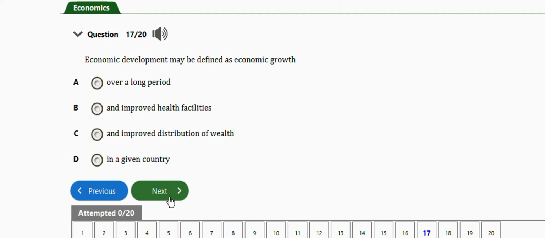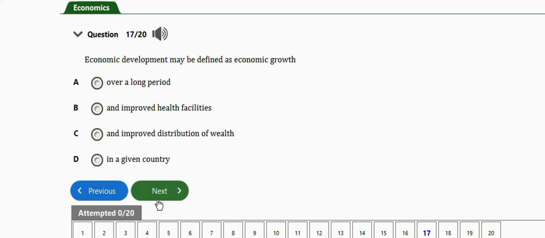Next question is this one. It says economic development may be defined as economic growth. We have option A, over a long period, and improve health facilities and improve distribution of wealth in a given country. So the right answer here is option C. Okay, economic development may be defined as economic growth and improve distribution of wealth. Option C, that's the complete definition of it.